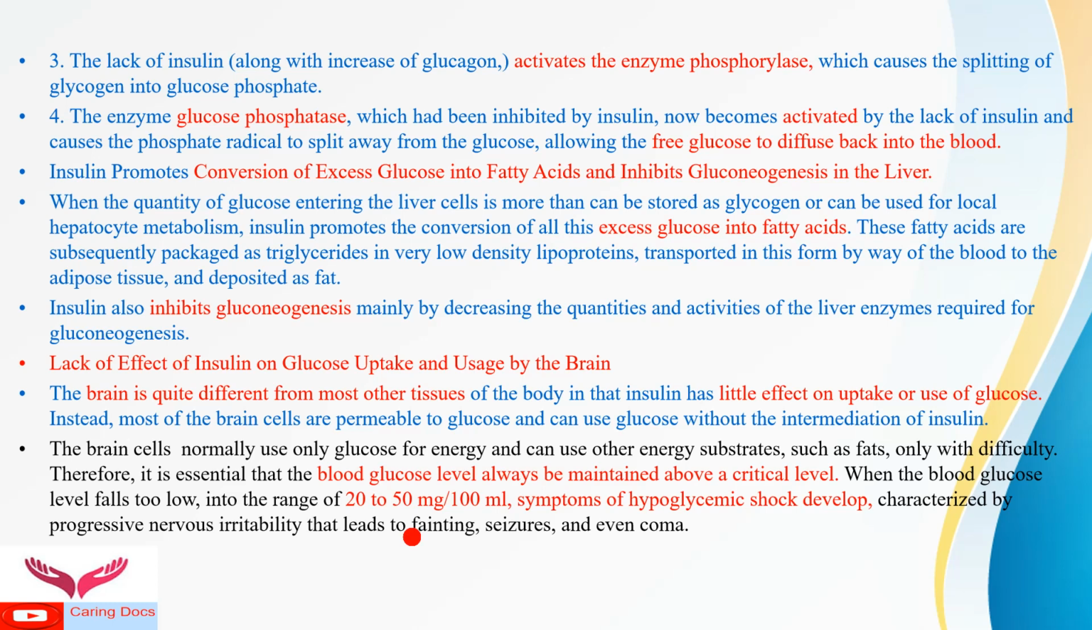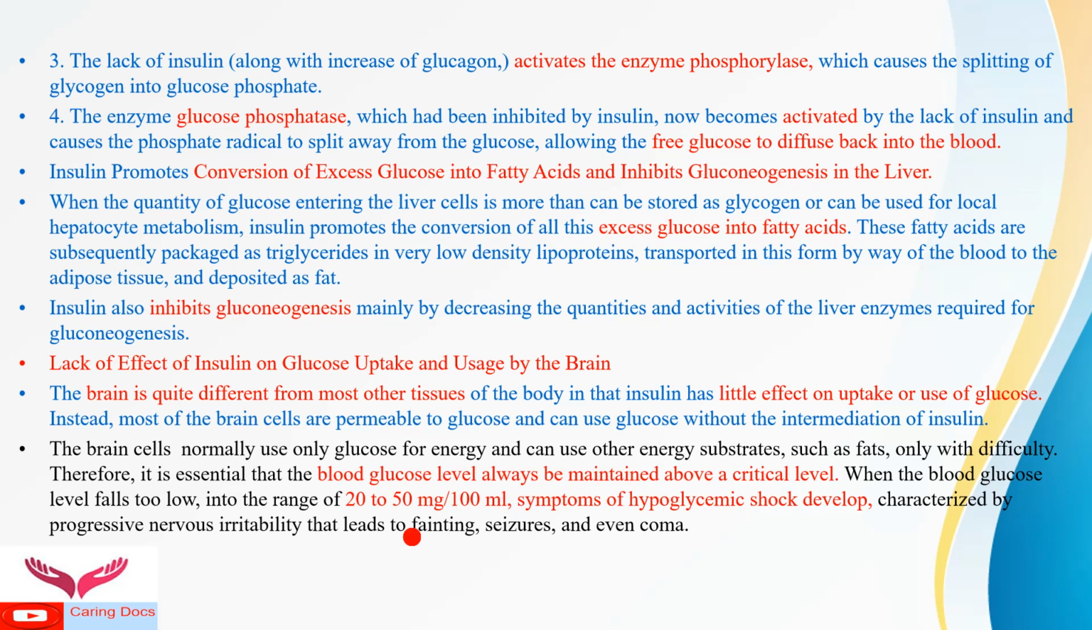So the brain is quite different from most of the other tissues of the body, because insulin has very little effect on the uptake or use of glucose by the brain. Most of the brain cells are permeable to glucose and they use glucose without any intermediation of insulin. The brain cells normally use only glucose for energy and use other substrates such as fats only with difficulty.